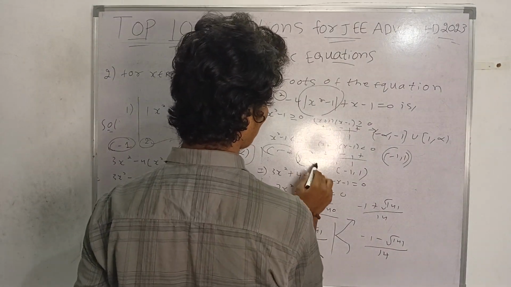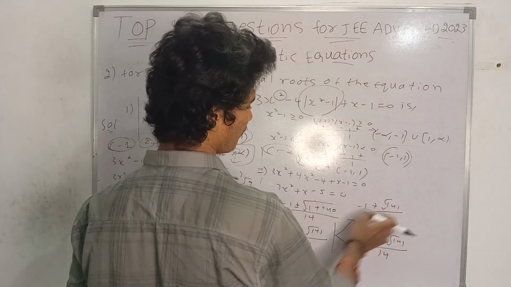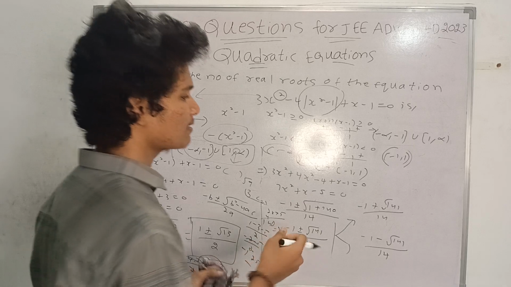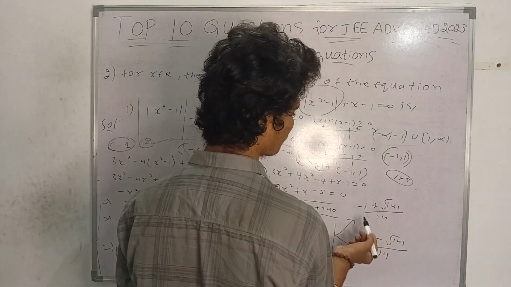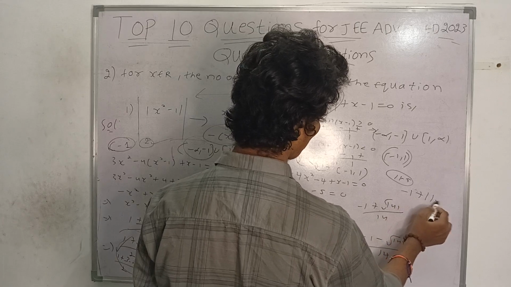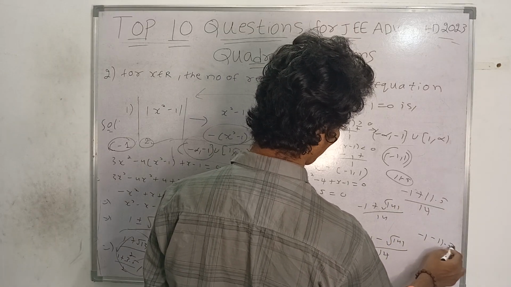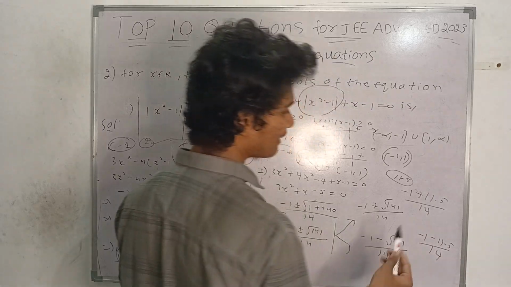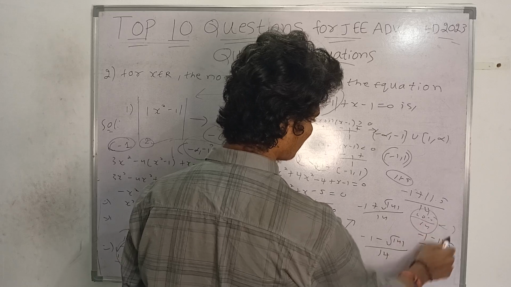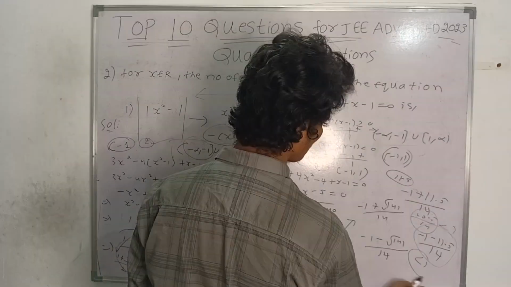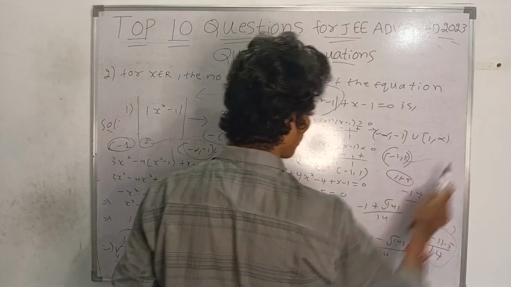We know that root of 144 is exactly 12. What is the value of root 141? It will be slightly less than that. Suppose we take 11.5. So minus 1 plus 11.5 divided by 14, and here minus 1 minus 11.5 divided by 14. It is clear that it is 10.5 divided by 14. It is less than 1. So these two roots are less than 1 and greater than minus 1. So these two are also true.